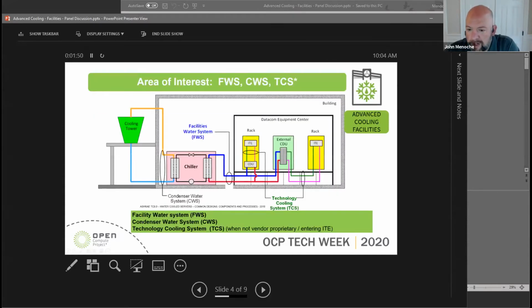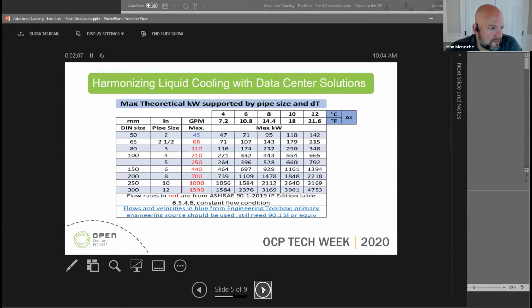Again, the parts we're going to talk about here are the interfaces, whether or not we have things in the middle, for example chillers and CDUs, and how that ties in with the remainder of the gear.